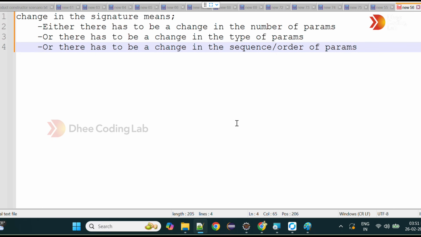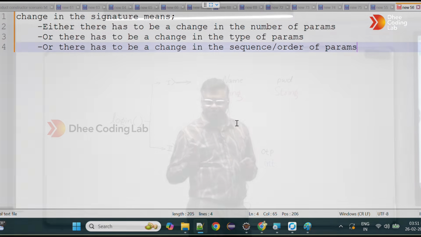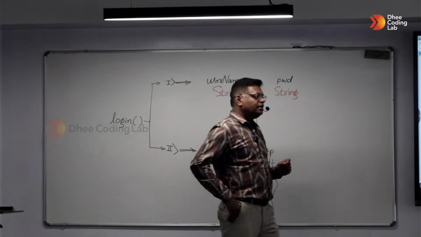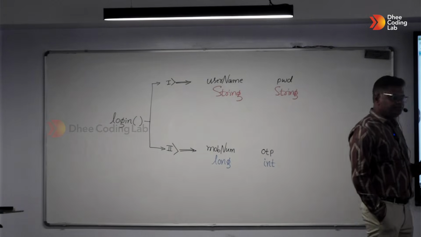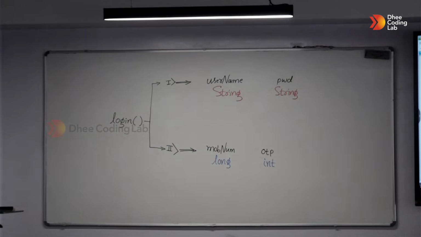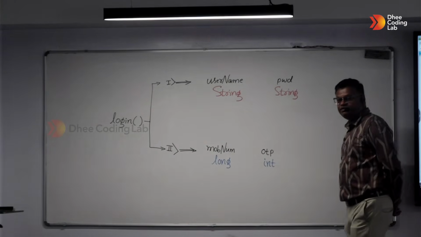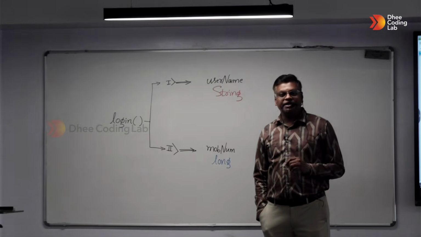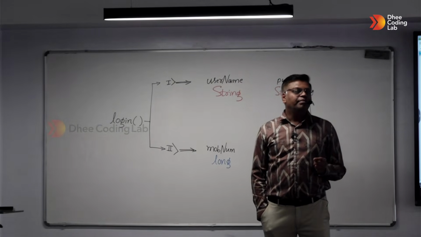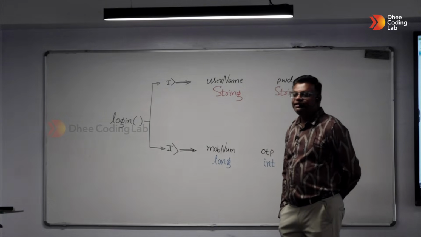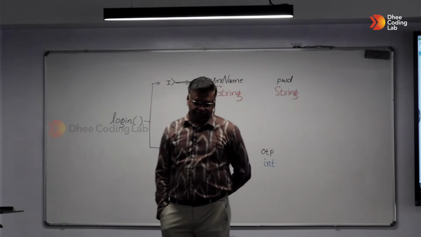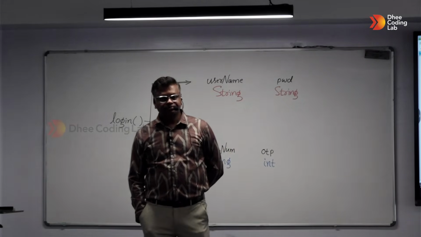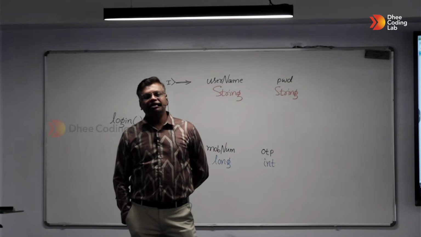In case the method names are same and signatures are also same, then it is considered as method duplication. Hence, compilation error.